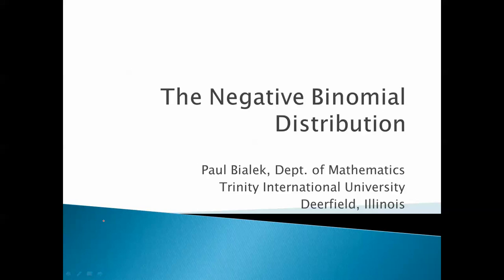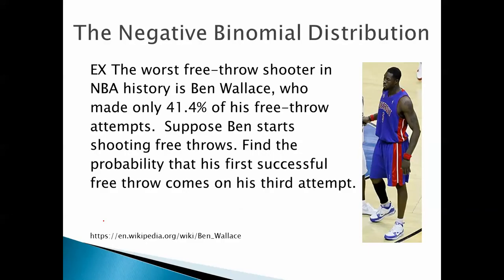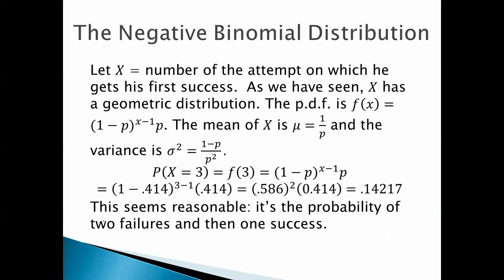Let's look at the negative binomial distribution. The worst free throw shooter in NBA history is Ben Wallace, who made only 41.4% of his free throw attempts. Suppose Ben starts shooting free throws. Find the probability that his first successful free throw comes on his third attempt.